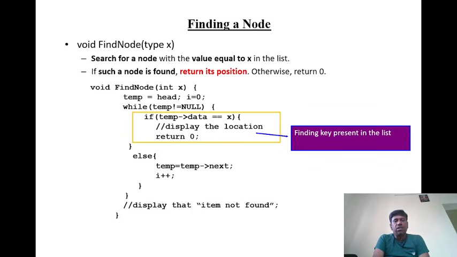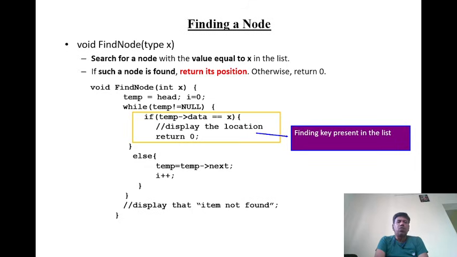Now inside the while loop, we check the key, which is in X, with the temp data. Whenever the temporary pointer indicates a particular node, we take the data field of it and compare it with the key or X value. If it is matched, then we display the location. Afterwards, we stop the entire execution of this function by giving return 0 or return.